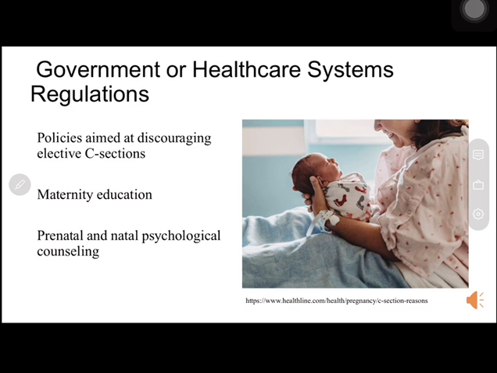Regular prenatal and natal psychological counseling, along with regular prenatal care, should be encouraged to help pregnant women understand the differences between vaginal delivery and C-section delivery. Counseling can be included in medical insurance programs to increase its popularity, which means that it is supported by the government.